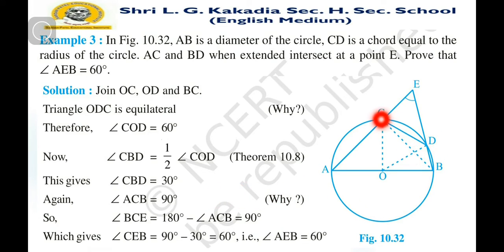So here CBD is 30 and BCE is 90. From this triangle we can find CEB is equal to 90 minus 30 degrees, which is equal to 60, and we can also write it as angle AEB, which is equal to 60. Hence the proof.